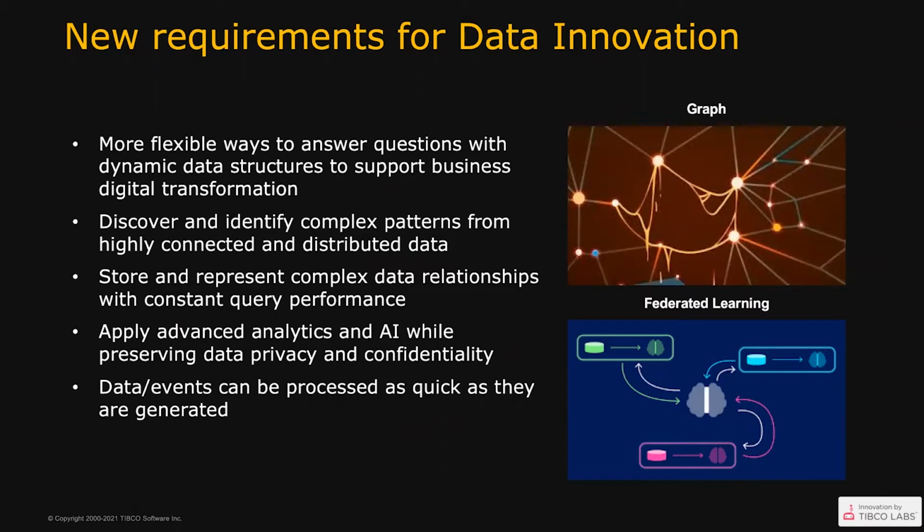Hence, we came up with some new requirements based on the characteristics of connected data. We needed more flexible ways to answer questions with dynamic data structures to cope with rapidly changing business requirements. We want to detect and identify complex patterns from highly connected but distributed data. Also, data and events can be processed as soon as they are generated, and machine learning and artificial intelligence can be applied while preserving data privacy and confidentiality. Last but not least, complex data relationships can be stored and queried with constant performance.